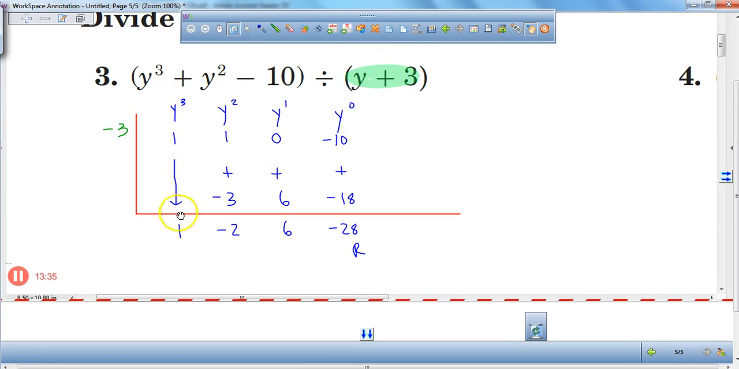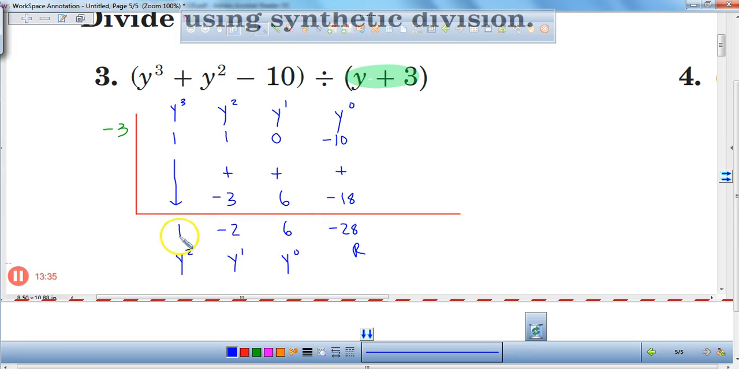And how do we go? We always go by descending. So if that's y cubed, I know this is going to be y squared, then y to the power of 1, then y to the 0. So how do I write my final answer if it says 1, negative 2, 6, negative 28? What would be my final quotient? I get 1y squared minus 2y plus 6. Now how do I add my remainder? I put minus and I put 28 over my original divisor, which is y plus 3. That's how you write your answer.